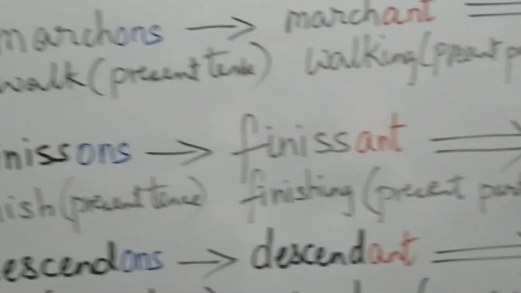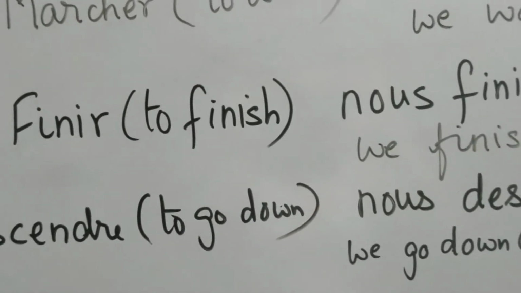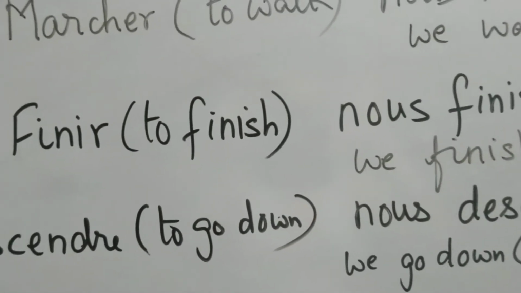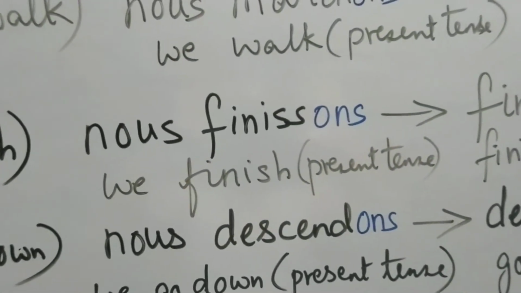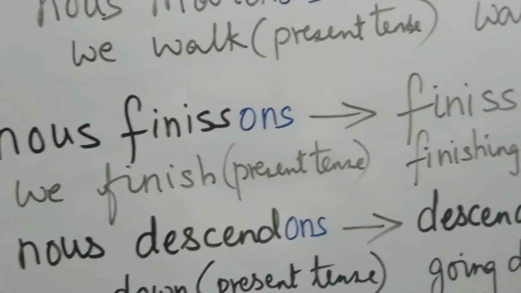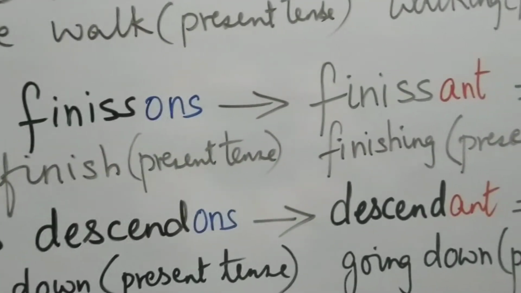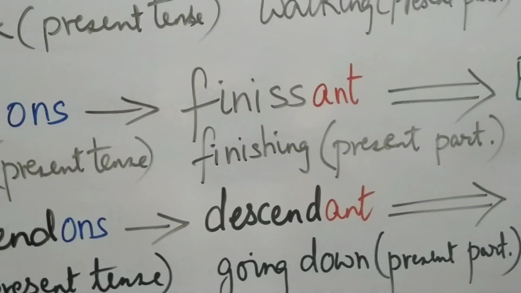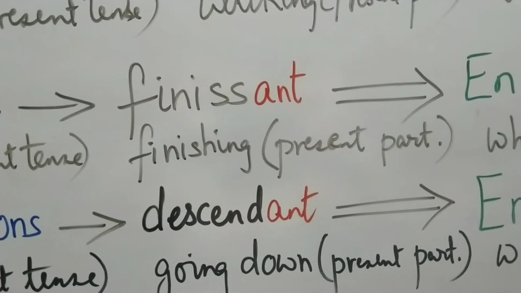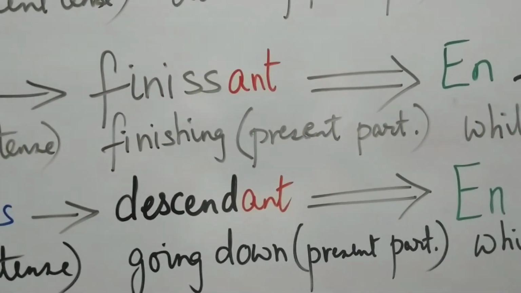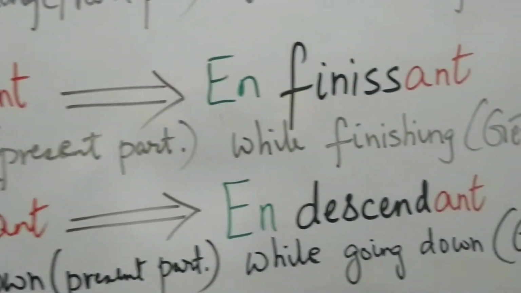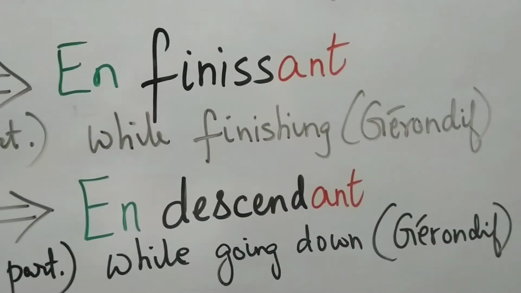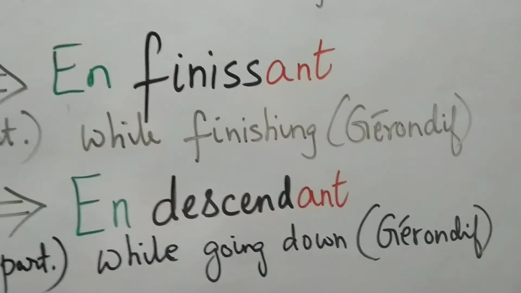In the same way, if you take the verb finir, which is the second group of verbs, which means to finish. When you conjugate finir in the present tense, you will get nous finissons. You will omit ons and then add ant in its place, and it becomes finissant, which means finishing, the present participle. If you add en before finissant, then en finissant will be the gérondif, which will mean while finishing.